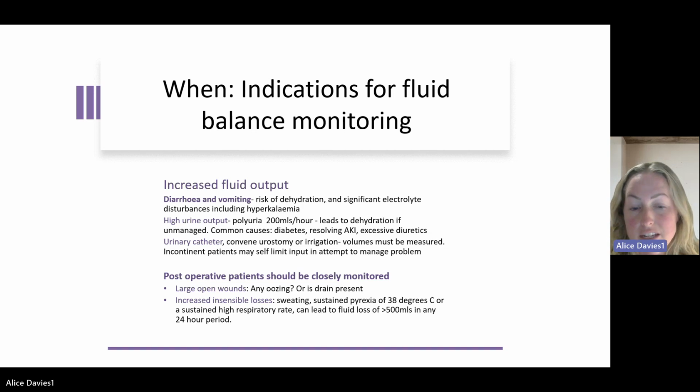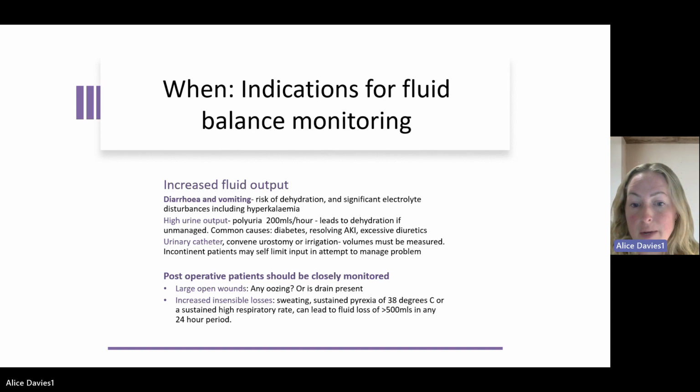So have we got increased fluid output? Is there diarrhea and vomiting with an added risk of dehydration or severe electrolyte disturbance? Have we got high urine output? Maybe there's polyuria. Has she got resolving AKI or concerns with diabetes? Is she on any diuretics? Has she got a urinary catheter in place? Perhaps she's had surgery. And is she continent, which is also important to manage?